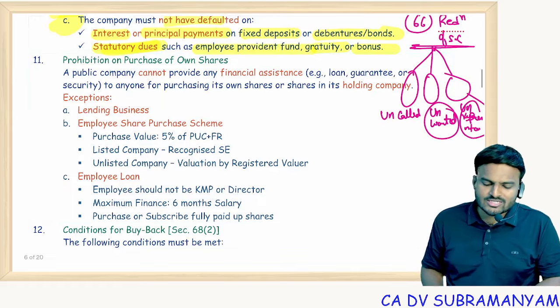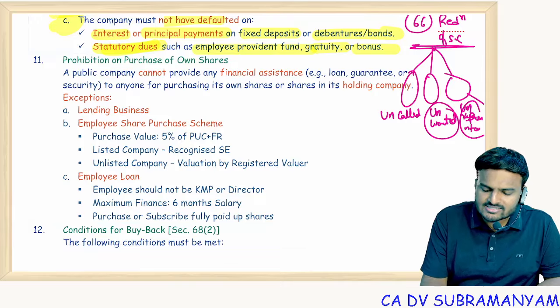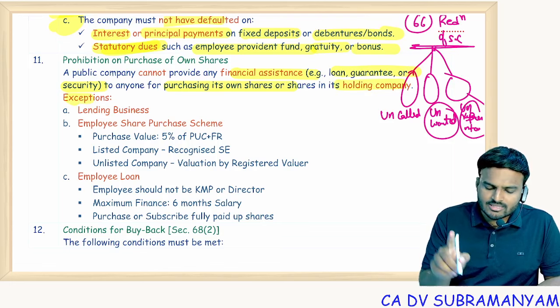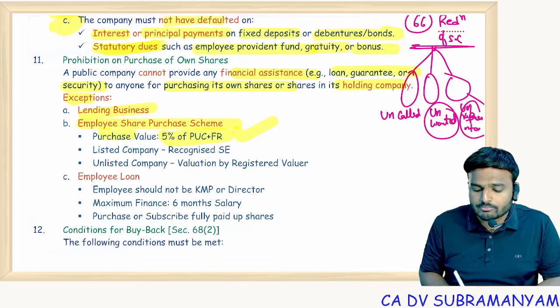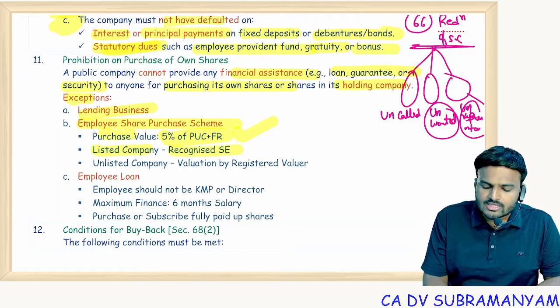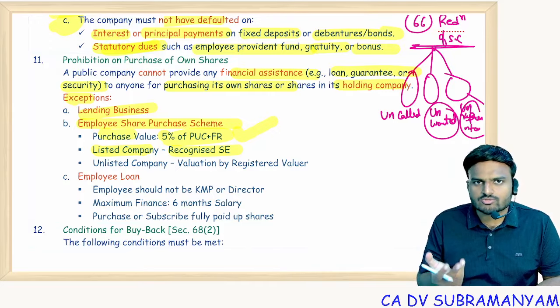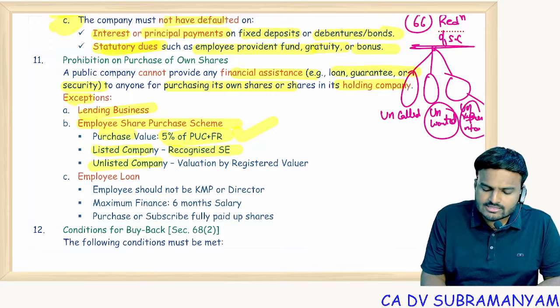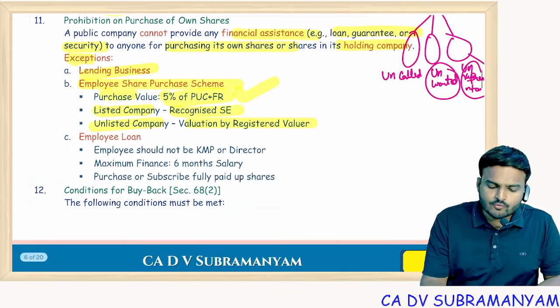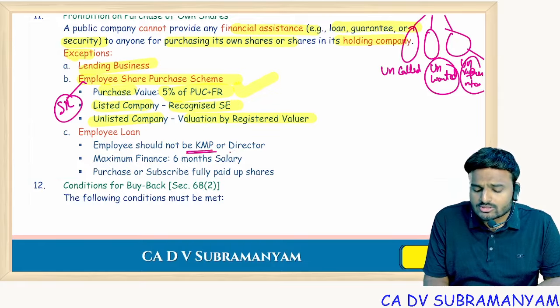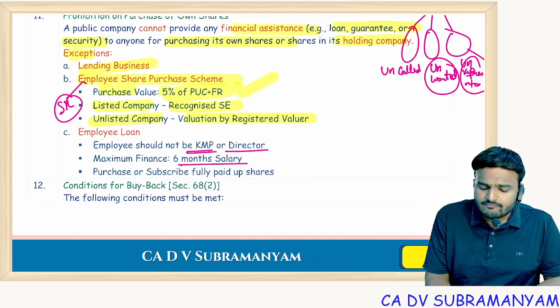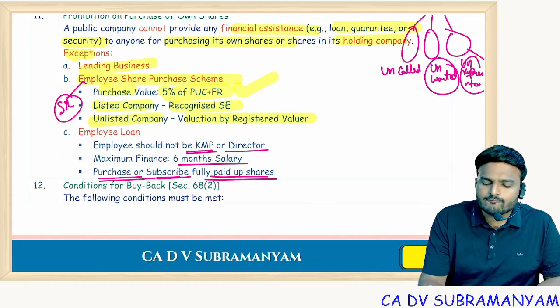Okay. So prohibition: a public company cannot provide any financial assistance, loan, guarantee or security to anyone purchasing its own shares or shares in its holding company. But we have 3 exceptions. Lending business allowed. Employee share purchase scheme, purchase value up to 5% of paid up capital plus free reserves. Remember this limit. Listed companies, no need of valuation; from a recognized stock exchange you will purchase the shares, so valuation would be independent value only. Unlisted company, valuation by a registered valuer is required, and of course a special resolution is required in this case. Employee loan: the employee should be neither KMP nor director. Maximum finance 6 months salary, and he should purchase or subscribe only fully paid up shares.